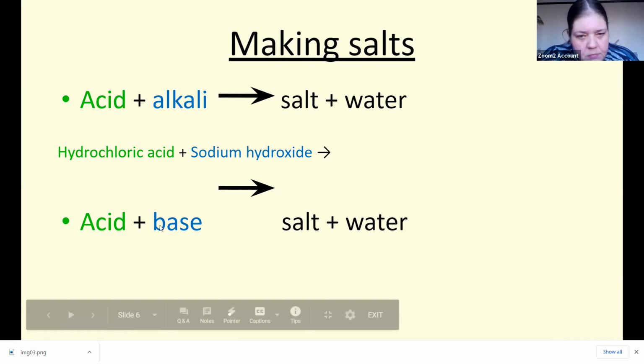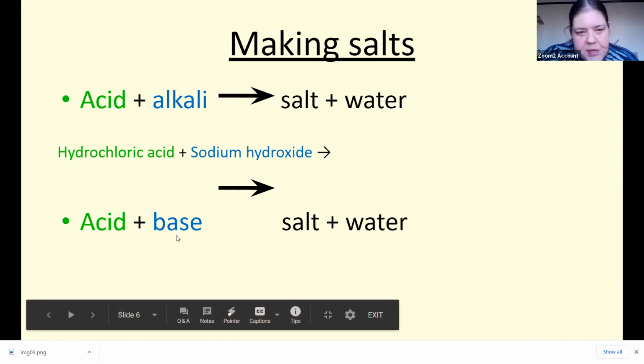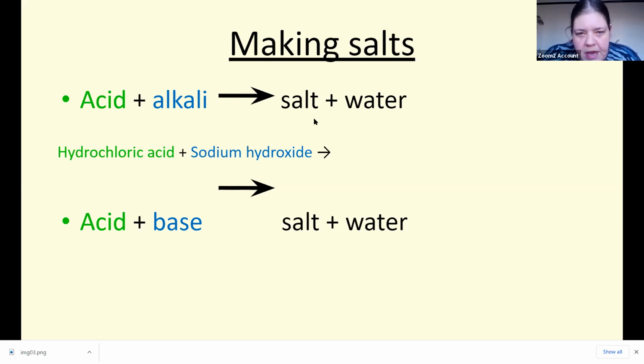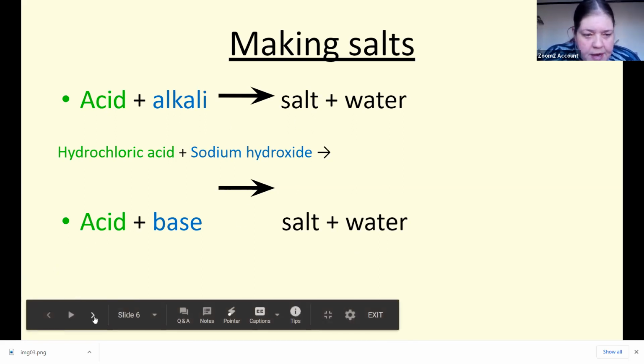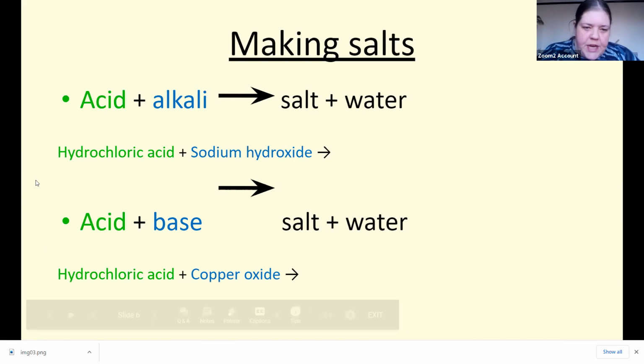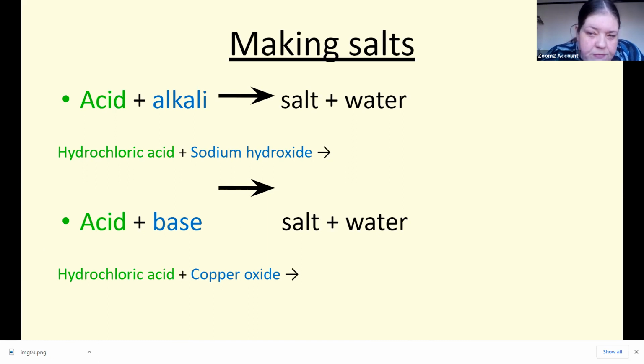The next one that we've got is acid plus base. And remember, your base doesn't dissolve. So similar reaction, salt plus water. An example of a base, which you'll need to be aware of, is your oxides. Then we've got hydrochloric acid plus copper oxide. Who can tell me the name of the salt, the full name this time, because I'm mean. I did just explain it. So what's the metal in that oxide and what would it go in front of?